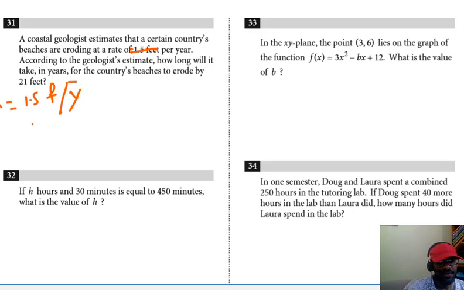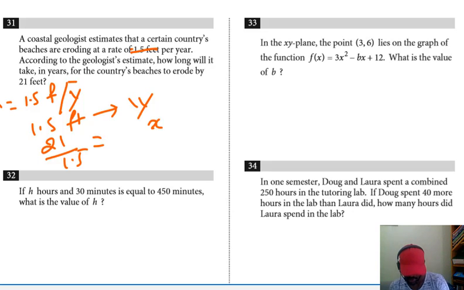So 1.5 feet in 1 year. So 21 feet takes how long? We just divide 21 by 1.5. When you use the calculator, 21 divided by 1.5, it takes 14 years.